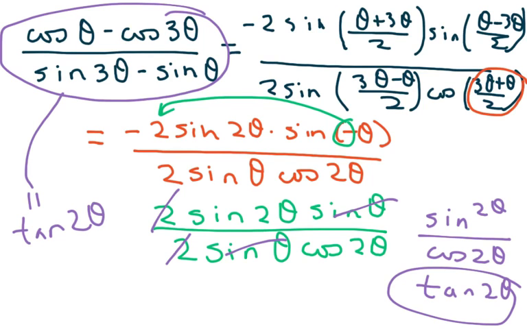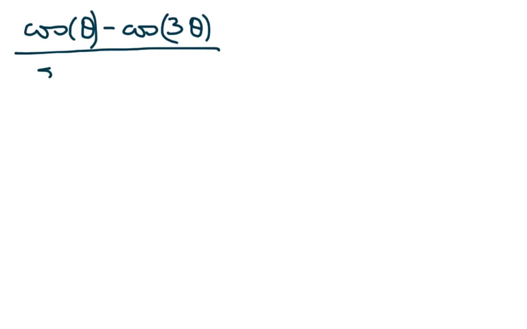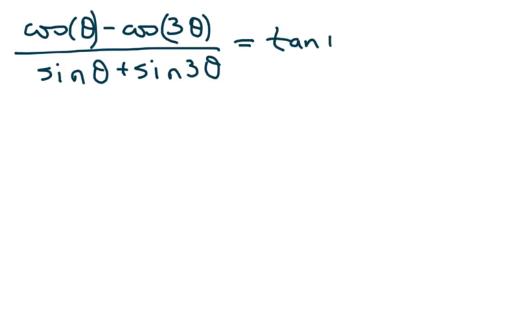Okay, we're going to do 2 more for this section. The next one we're going to do is very similar to this one. It is cosine of theta minus cosine of 3 theta over sine of theta plus sine of 3 theta. And we want this to equal tan of theta.